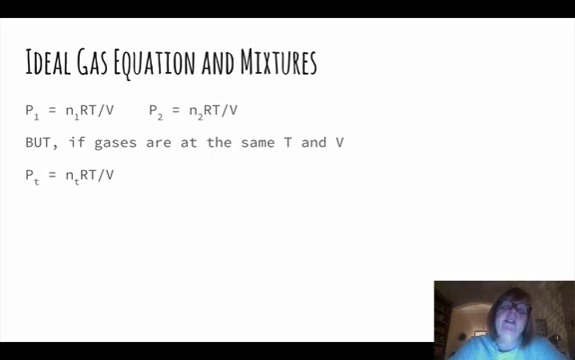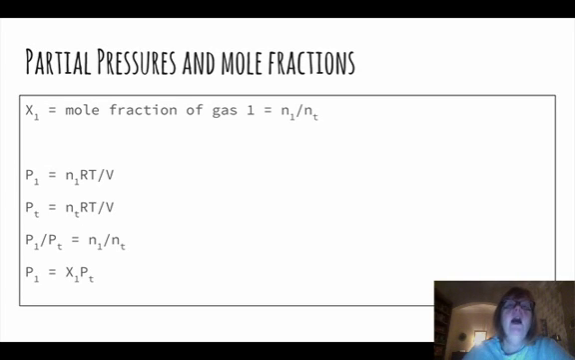All right, let's look at the ideal gas equation with mixtures of gases. If you wanted the pressure of gas 1, it would be equal to the moles of that gas times RT divided by V. If you wanted the pressure of gas 2, a different gas, it would be the moles of gas 2 times RT divided by V. But if those two gases are at the very same temperature and volume, we could say the total pressure is equal to the total moles times RT divided by V. That's pretty useful when you have a mixture of gases at the same temperature and the same volume.